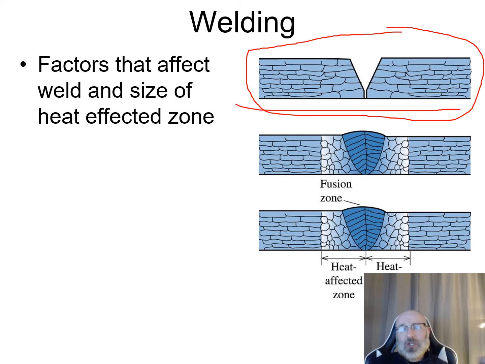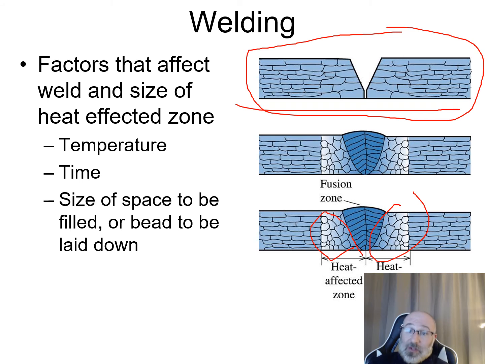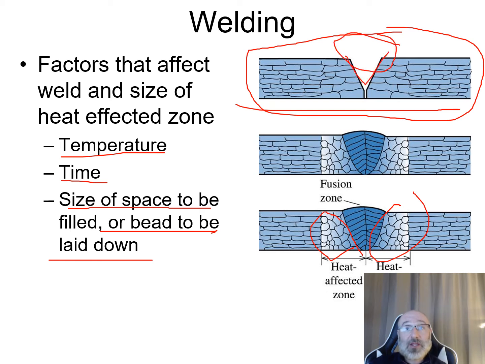So what are some of the factors that are going to affect the weld and the size of the heat affected zone? So again, this is our heat affected zone. Recall down here, that's our heat affected zone right there. So some of these things that are going to affect that size are going to be the temperature, what we're keeping that at for our temperature range, what our time is, how long we're keeping it heated for, and the size of space to be filled or the bead to be laid down. So the size of that space is the size of the bead right here. So that space needs to be filled or the size of the bead that we're going to lay down. All of these are going to affect the size of the heat affected zone. So how far out does this go? And we're talking about the size right here. You can see the arrows right there. That's the size of the heat affected zone that we're discussing.